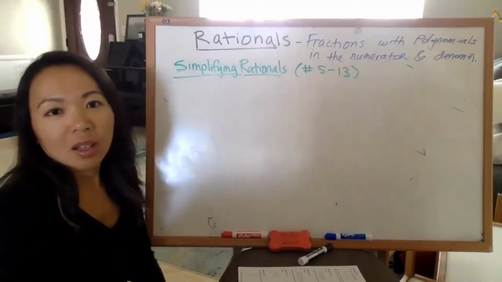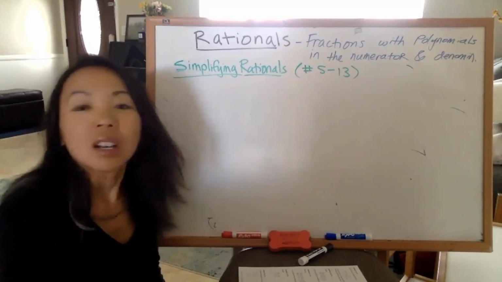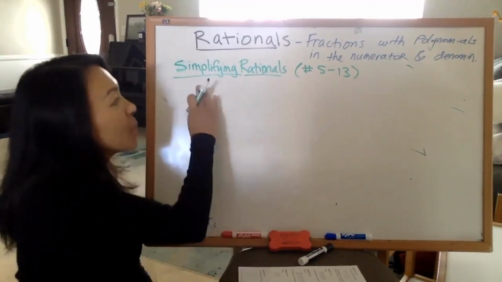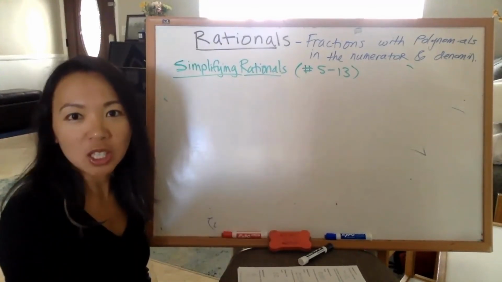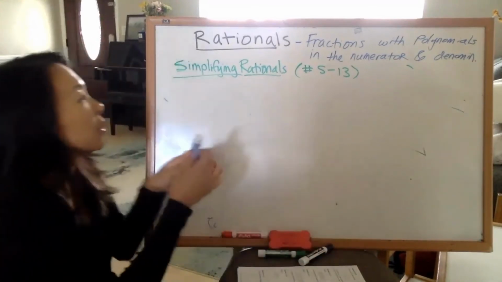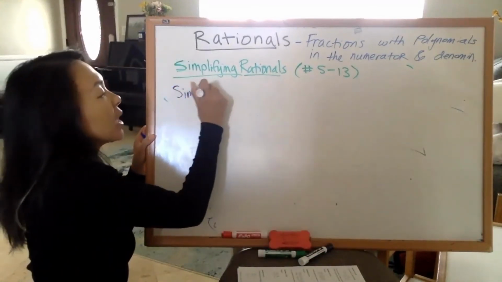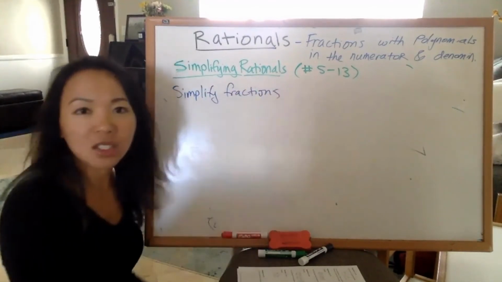All right, so now let's get into more of the heart of rationals. So right now we're going to talk about how do you simplify rationals, and this is covering topics number 5 to 13 on your worksheet. So when we talk about simplifying rationals, let's first talk about how do you simplify fractions. So just a review of how we normally simplify fractions.